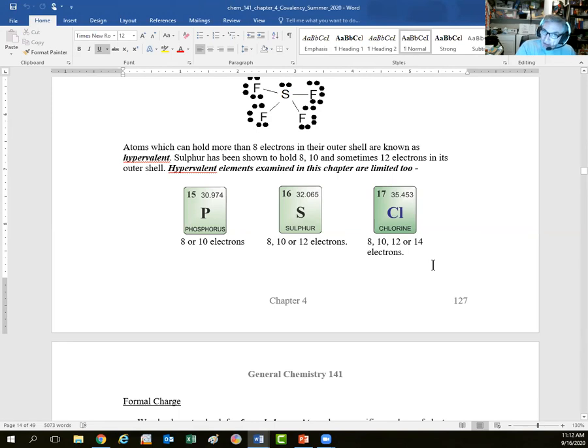So that potentially creates a problem. Which of these answers is going to be the correct answer? 8 or 10 for phosphorus, 8, 10, or 12 for sulfur, or 8, 10, 12, or 14 for chlorine? Well, I'm glad you asked, because that's exactly what we're going to talk about next.